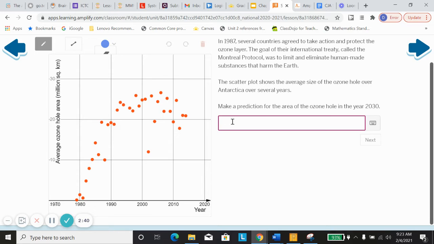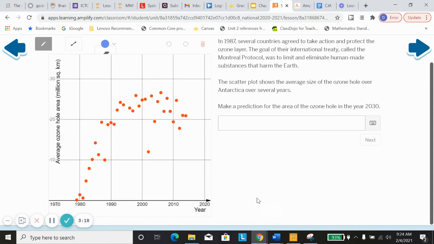So the question is, what would be a prediction for the area of an ozone hole in the year 2030? Now, whenever I'm making a prediction, I like to think of a prediction that's way too high and a prediction that's way too low, so I can get a sense of where the actual answer should be. So here's 2010. It's about 20 million square kilometers in 2010. 2020 is now. We don't have the latest data. You could guess somewhere around here, maybe. And then 2030 is over here somewhere.